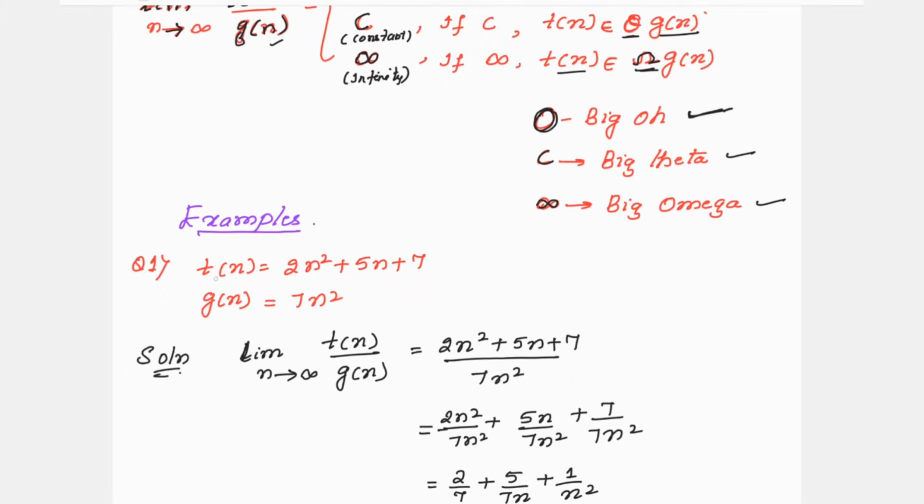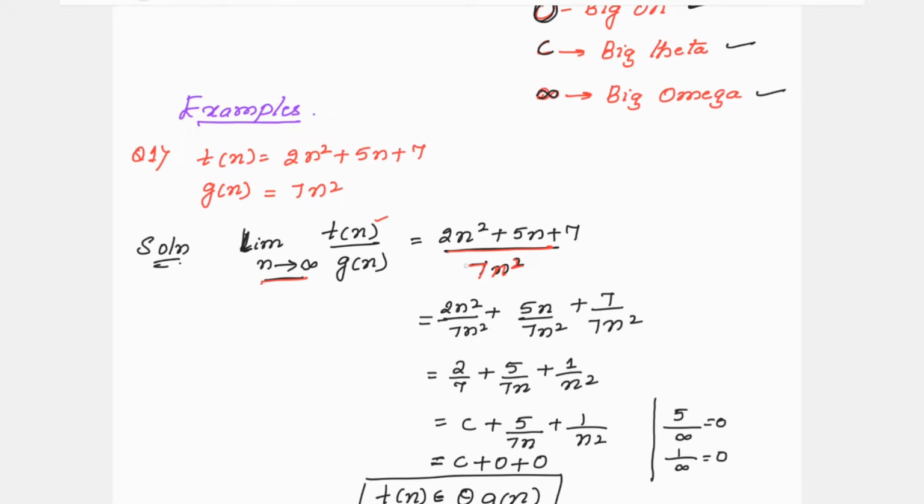In the question, it will be given like T of n is 2n square plus 5n plus 7, and g of n is 7n square. So you need to find out whether to use big O, big theta or big omega. Make use of this limit approach. Limit n tends to infinity. Substitute T of n and g of n. T of n is 2n square plus 5n plus 7 divided by g of n, which is given in the question as 7n square.